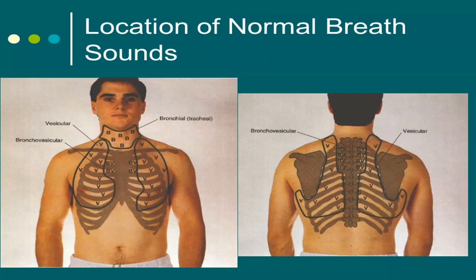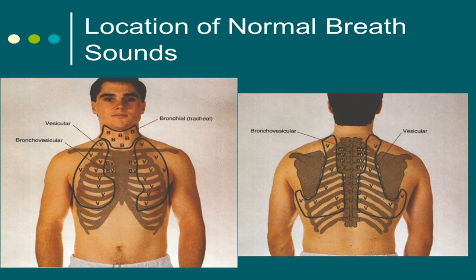Yes, that's it. Okay. So here's another picture for location of normal breath sounds. Like I was telling you earlier, when we were talking about bronchial, bronchovesicular, and vesicular breath sounds, you can see in this picture where you're going to see those different types of breath sounds. Bronchial breath sounds you're going to find right there in the upper neck. If you put a stethoscope up there on his neck, where all those B's are located, you'll hear bronchial breath sounds.